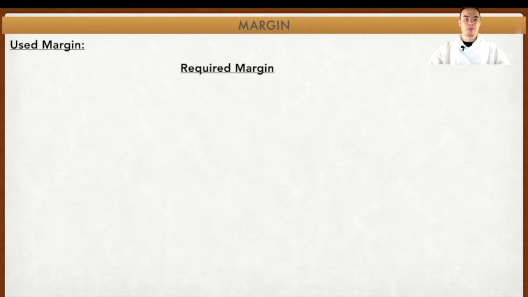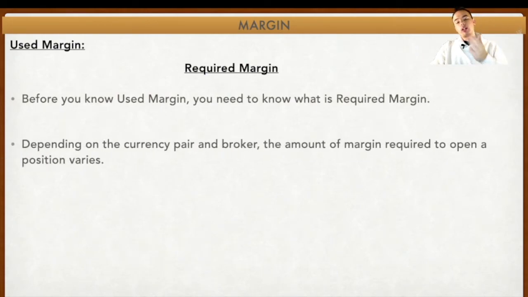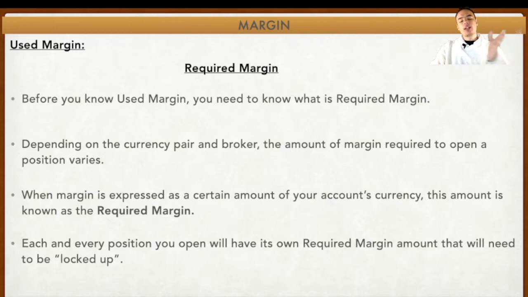Used margin, okay? Required margin. Before you know what is used margin, we need to know what is required margin. Depending on the currency pair and broker, the amount of margin required to open a position will vary. When margin is expressed as a certain amount of your account's currency, this amount is known as required margin. Each and every position you open will have its own required margin amount that will need to be locked up.